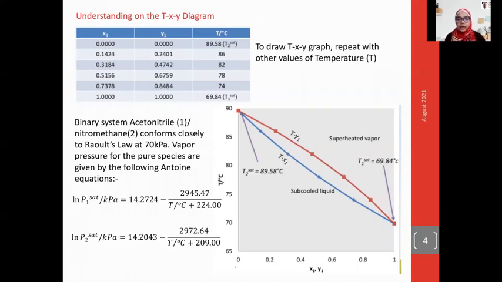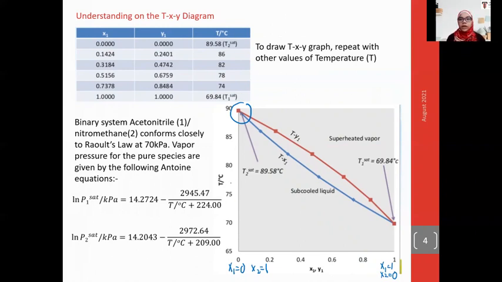Okay, at x1 equal to 0, it gives us the P2 saturation because x2 equals 1. That means this is our saturation temperature for component 2, the second component here, which is nitromethane. And from the data we can also obtain the saturation temperature for component 1. So that means we have x1 equal to 1 and x2 equal to 0.